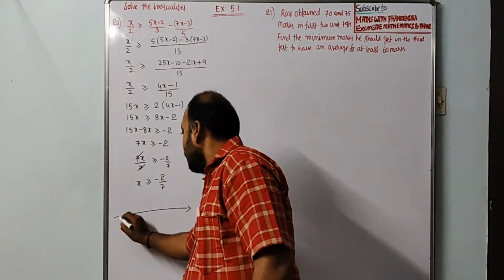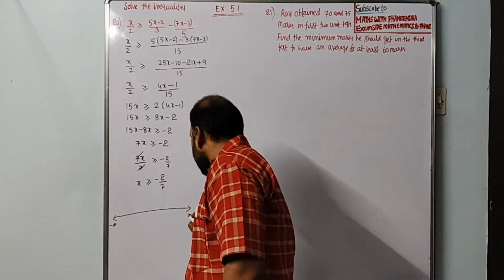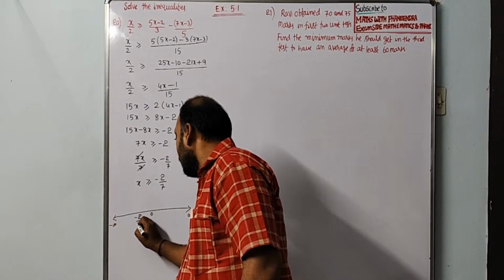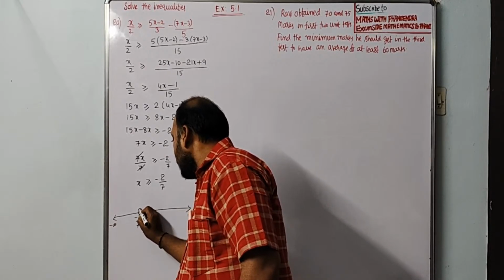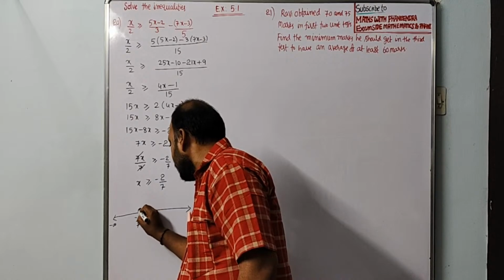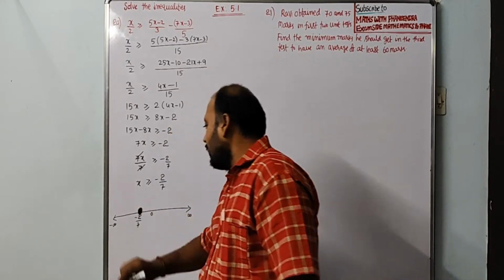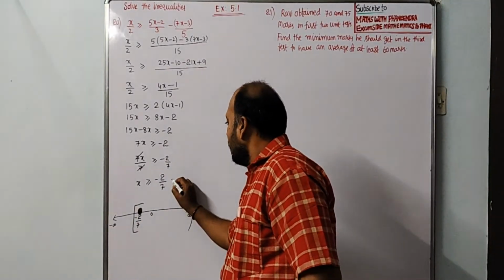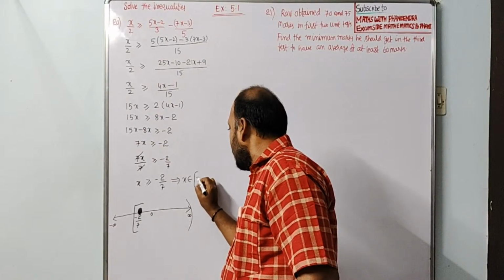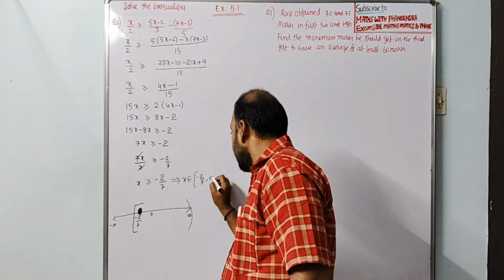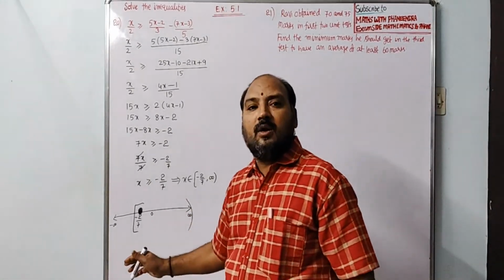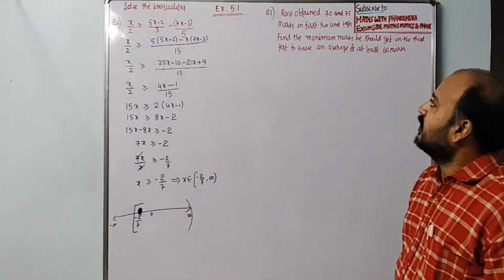So this is the real number line, minus infinity to plus infinity. This is 0. Minus 2 by 7 will be here. x is greater than or equal to means it will include that point, so a thick dot. Thick dot, so closed. Minus 2 by 7 to infinity. That implies x belongs to closed minus 2 by 7 comma infinity. This is the solution set in the real number line. We'll move to question number 21.